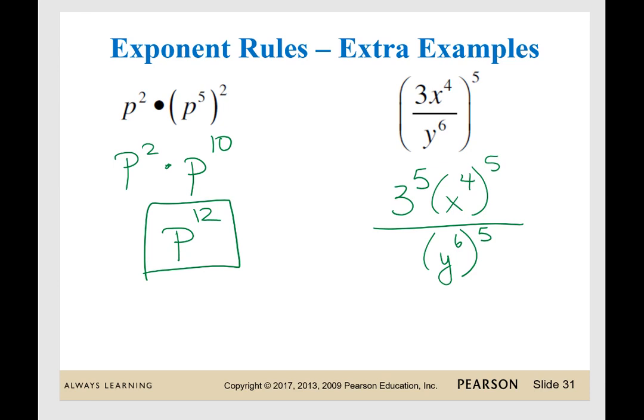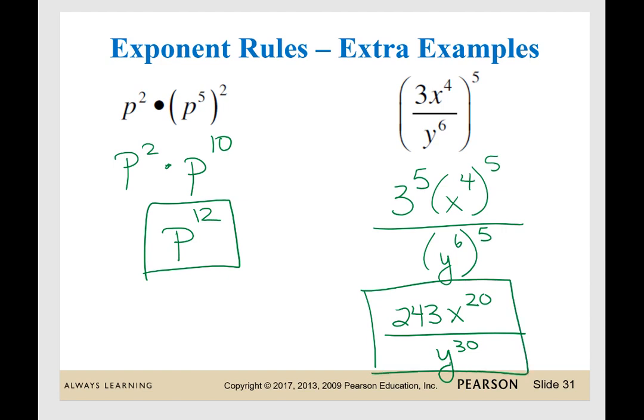So 3 raised to the 5th power is 243. X to the 4th to the 5th is x to the 20th, right? 4 times 5 is 20. And then in the denominator, we have y to the 30th. So there's my final answer: 243 x to the 20th over y to the 30th.